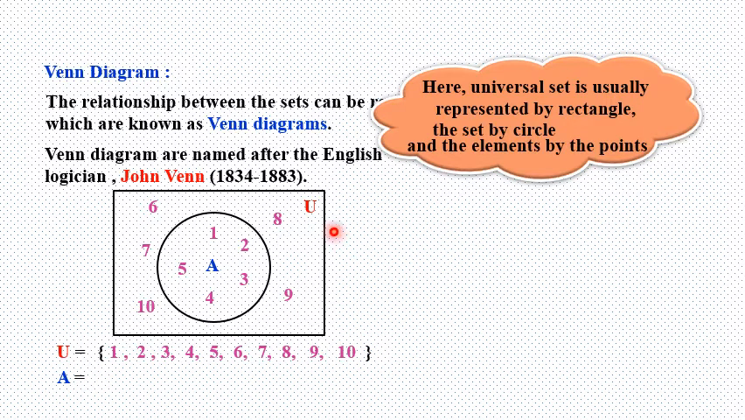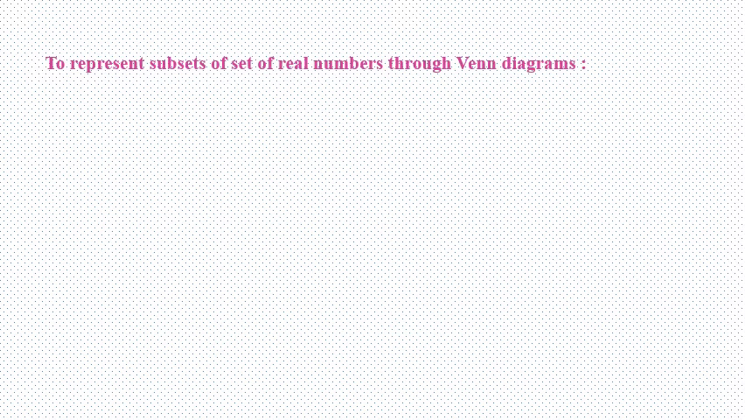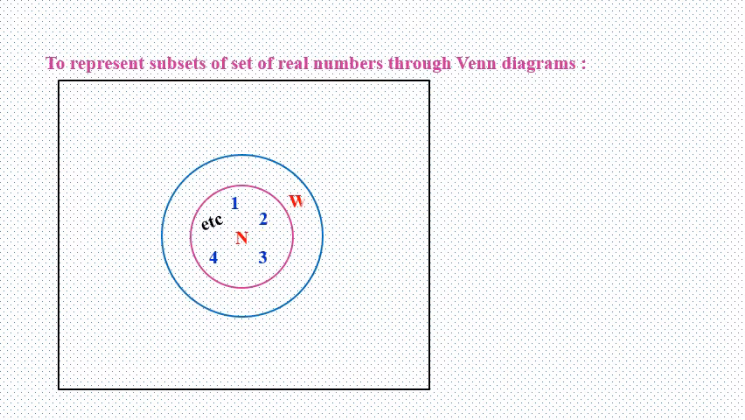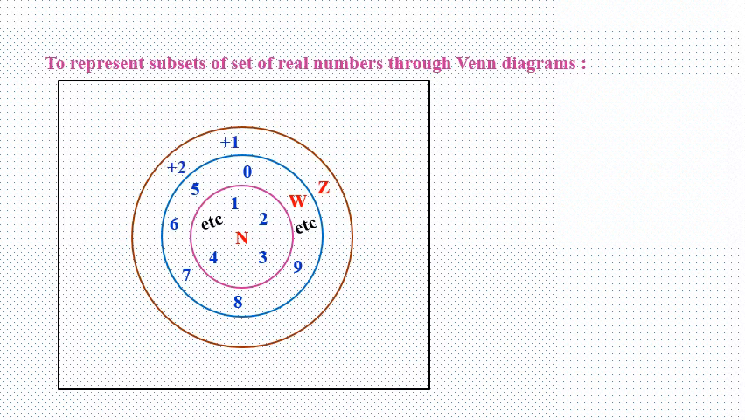Look at this. Here the universal set means all the elements 1 to 10. And what are the elements in set A? 1, 2, 3, 4, 5. Yes, this is how we represent the universal set and a set. Now to represent the subsets of the set of real numbers through a Venn diagram, look at this. Set N, correct? Whole numbers, and again the set of integers.